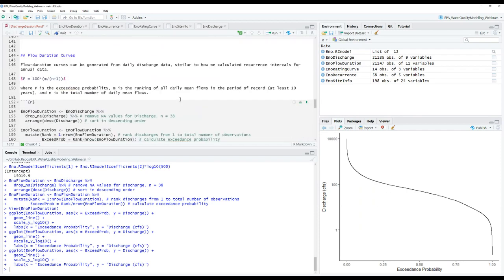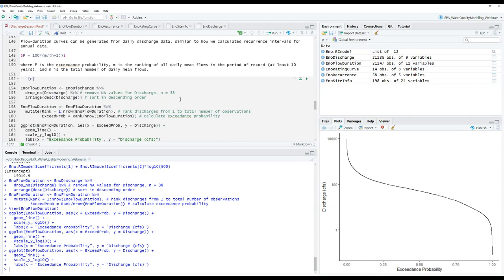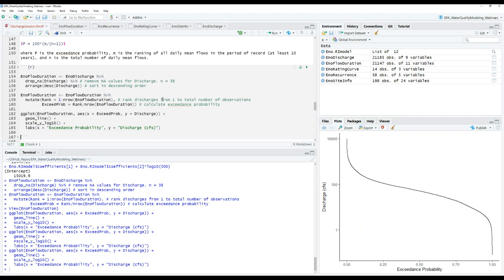So there were flow duration curves. I'm sure you could do a lot more exploration with this, but I just wanted to show the basics of how to calculate a flow duration curve, and then how to plot something like that so that you could really visualize what those probabilities look like in your system.